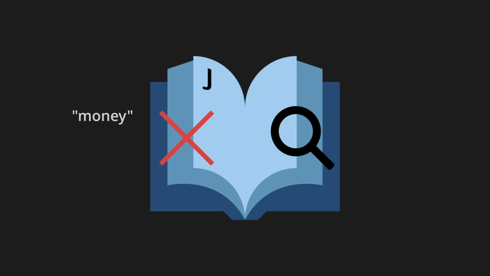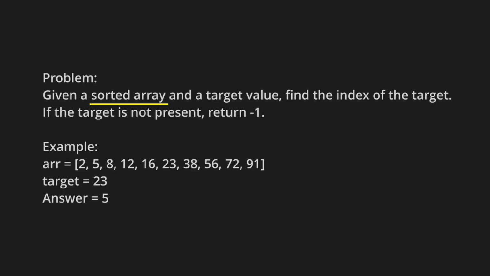Now let us convert this into a technical problem. We are given a sorted array. We are also given the target value. Our task is to find the index of the target element. If the target is present, we return its index. If the target is not present, we return -1.